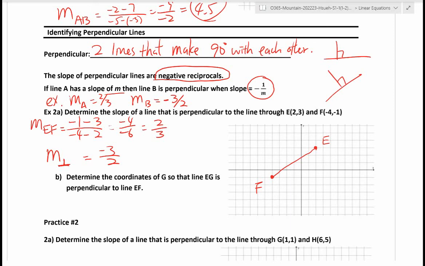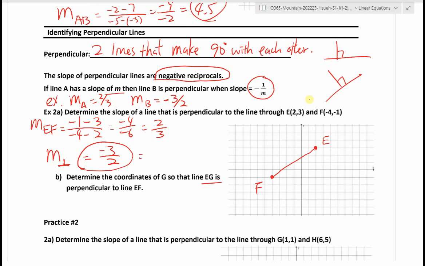Okay, part B says determine the coordinates of G so that EG is perpendicular to EF. Okay, so we are looking for the point G. Now we know EG, that means the line must go through E. So we have a starting point. We know this line should have the slope of -3 over 2, which just means we need to find where G is by counting from E, right?